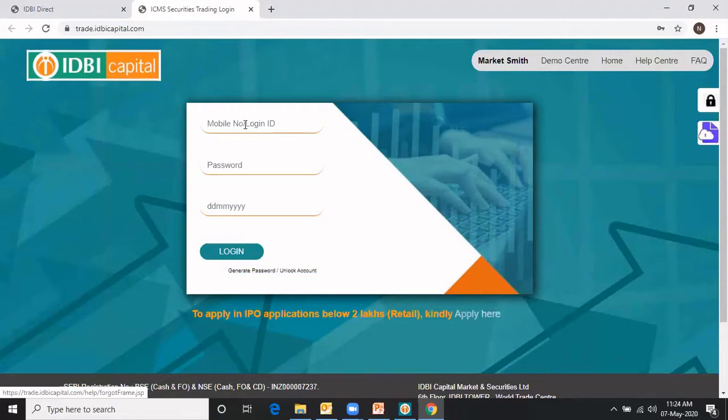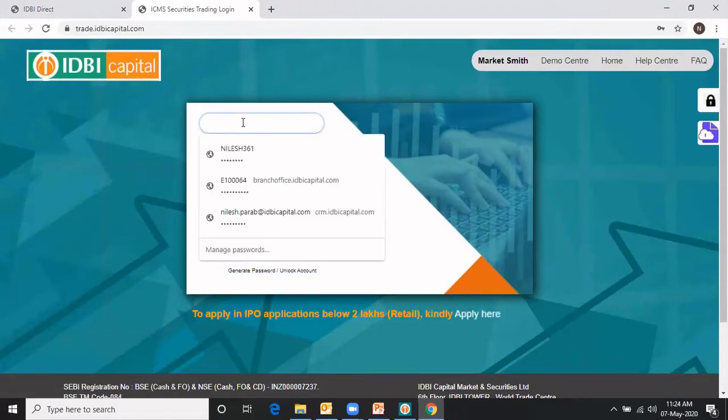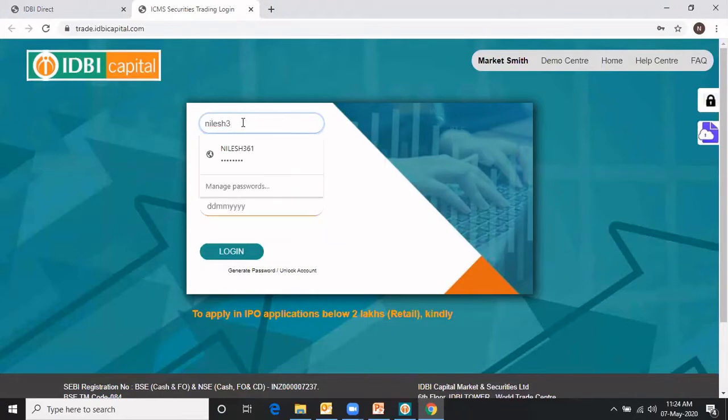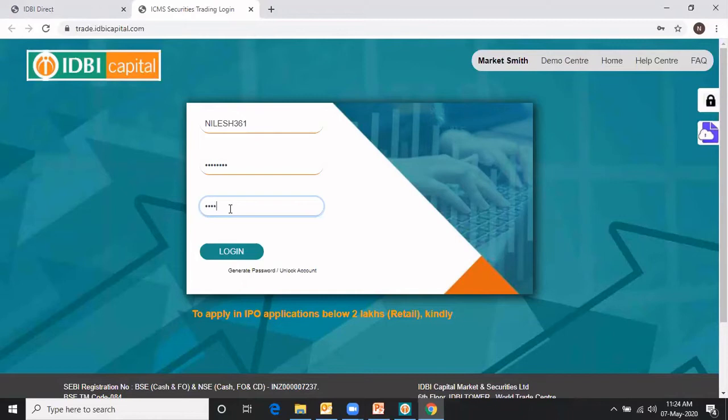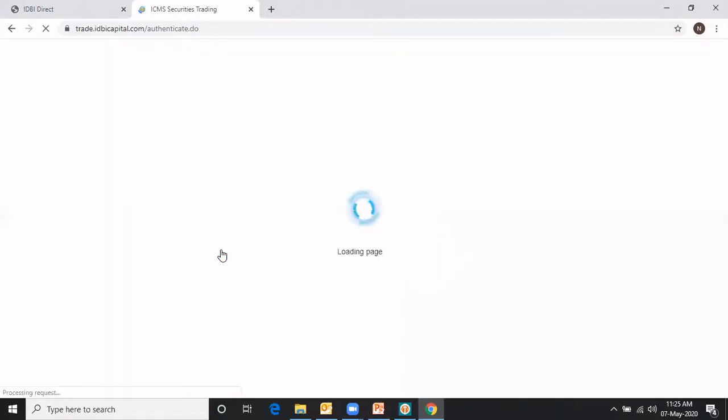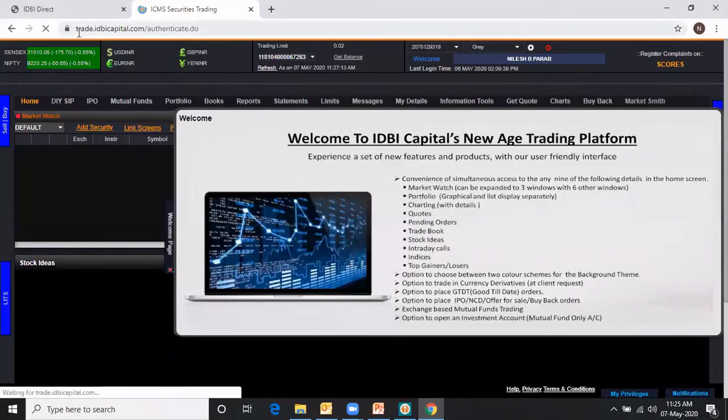Since I have my login ID with me, I'm putting my login ID. It is not case sensitive. The system will automatically make it capitals. Here I have to put my password, and I have to put my date of birth. It is in the form of DDMMYYYY. Okay. And I have to say login. Once I say login, the system will take me through this page, and on the web you can see this trade.idbycapital.com.